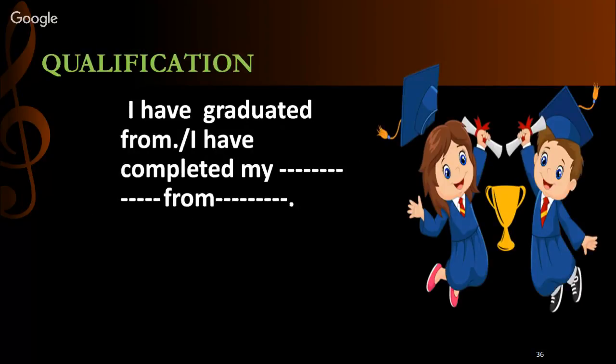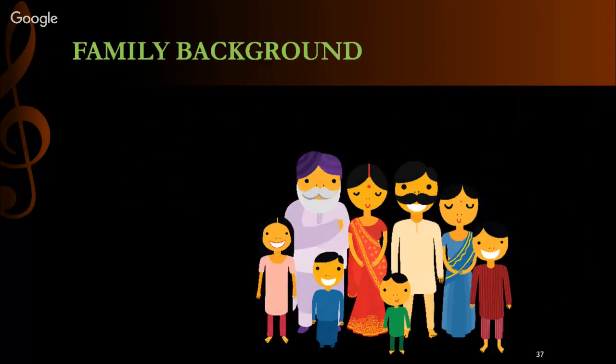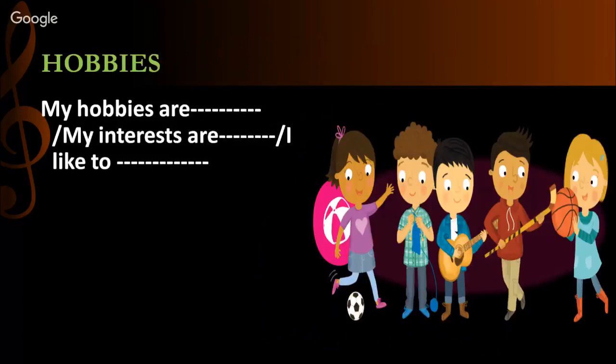Qualification, I have graduated from your college in the Nivodidira. I have completed my dash from dash. So completed my mechanical engineering from dash atara. So yaradralli yavadanu ond helabodu. Family background bagge heli. There are dash members in my family, or I have a family of dash. Again, yaradal one sentence.